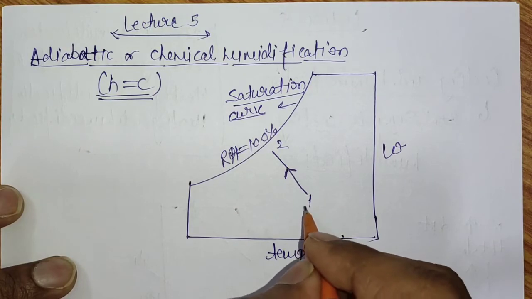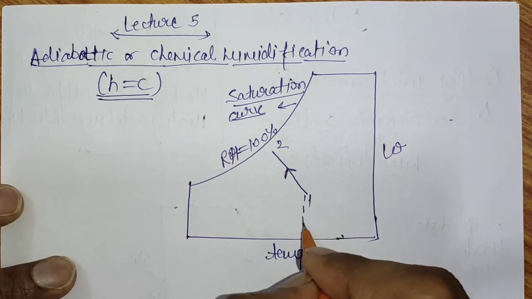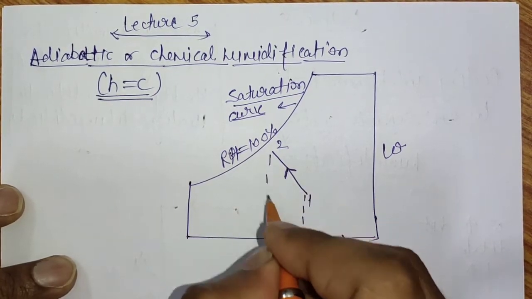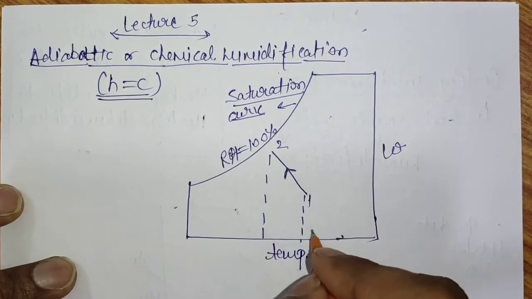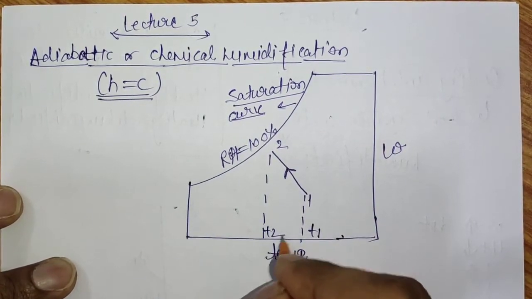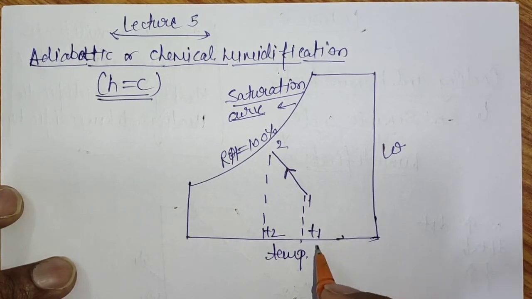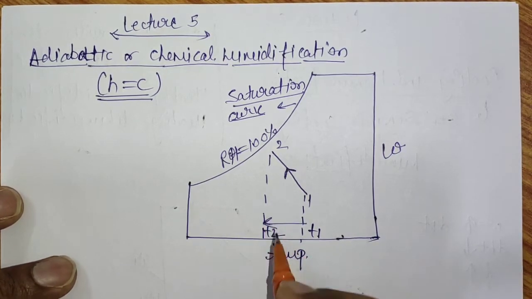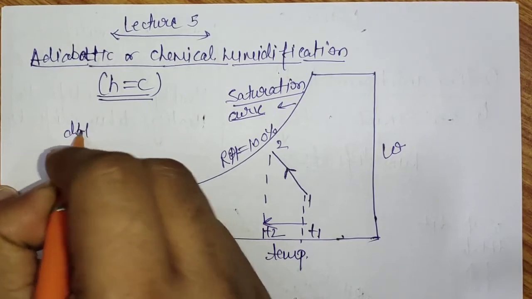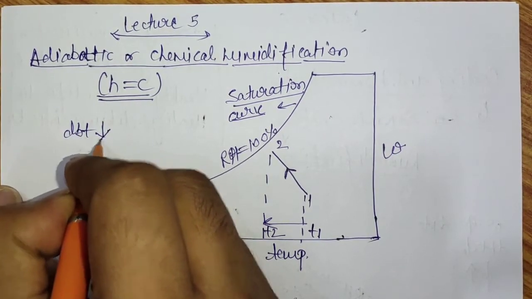Let us draw the vertical lines from state 1 and state 2 to the temperature axis. By drawing the vertical lines, we get the temperatures T1 and T2 on the horizontal axis. T1 and T2 are the dry bulb temperatures of the moisture initially and finally. Therefore we can see the temperature is reducing; the dry bulb temperature is decreasing.